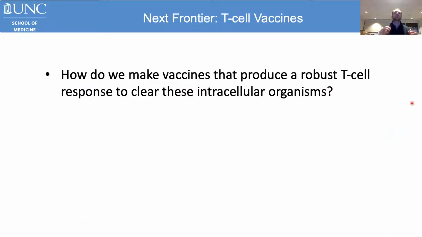And so when we're looking for the next frontier of vaccines, we're really looking to develop, as one arm of vaccinology, good T-cell vaccines. And one of the major questions Dr.